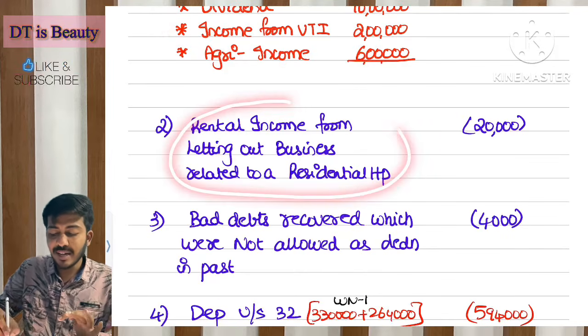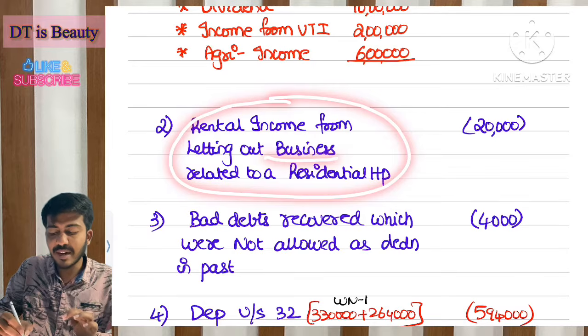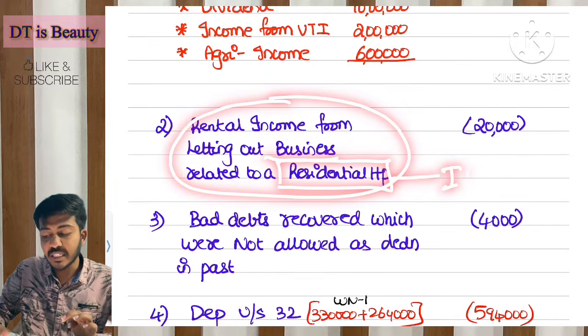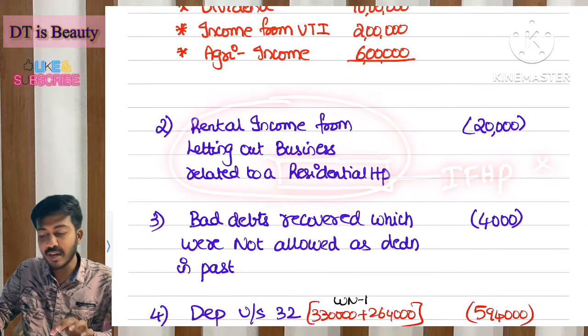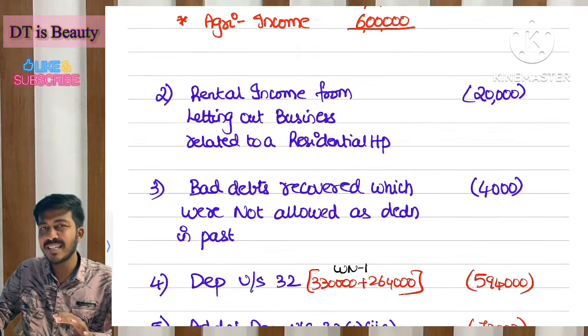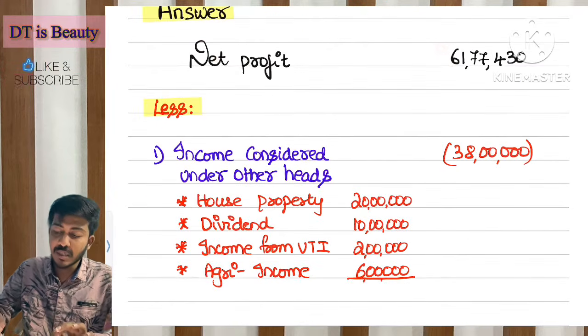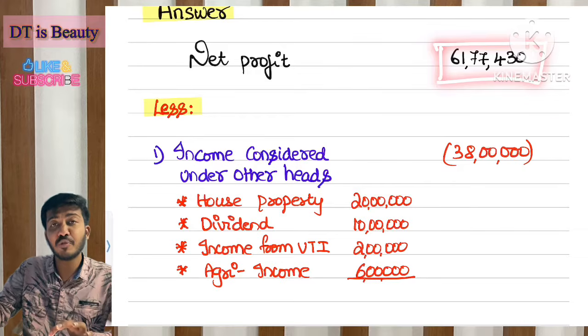Second point, rental income from letting out business related to a residential house property should never come in PGBP. It should go under income from house property. So we have marked it as wrong there, right? We will have to minus it from the income, because this income which is there in the credit side would be included in this.